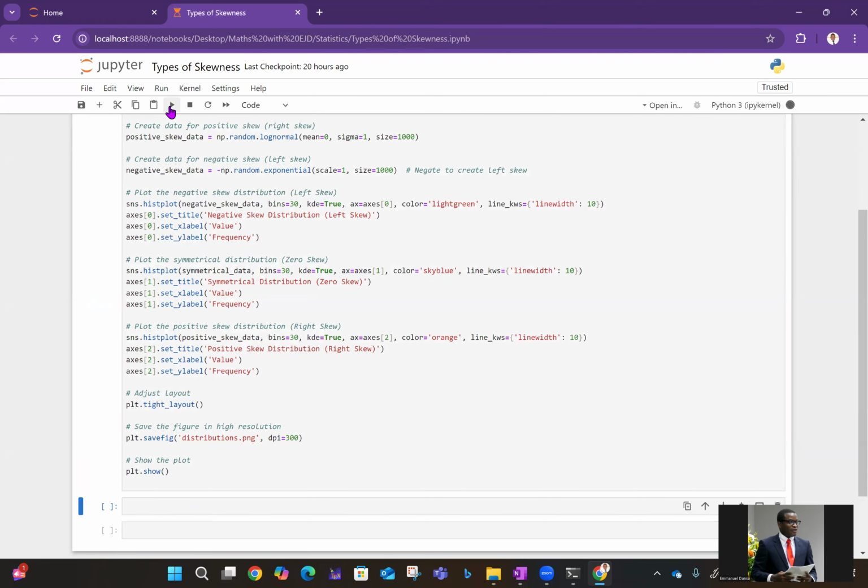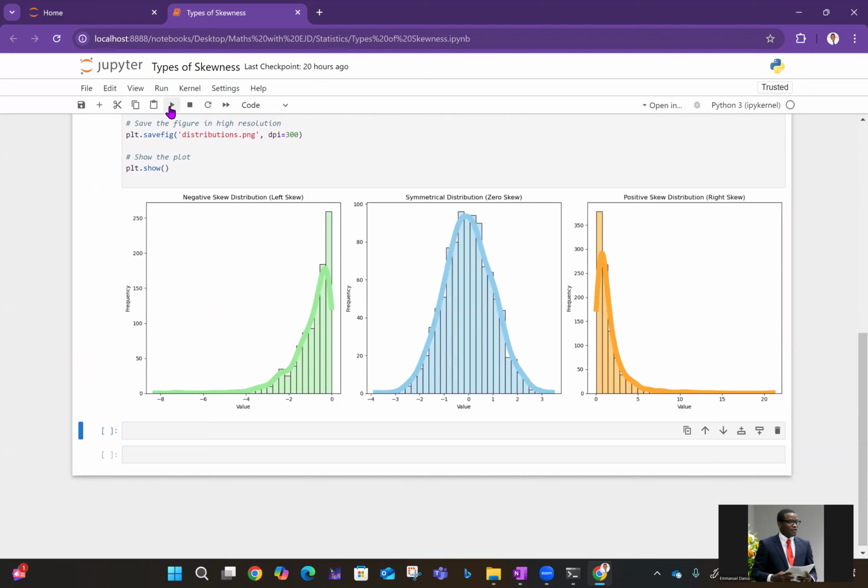All right, so you see the left skewness, the tail is longer on the left. And symmetrical distribution, you have an even distribution. And then on the right, the tail is longer on the right, like that. And that's exactly what the whole idea is about.